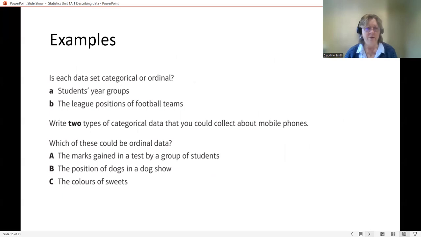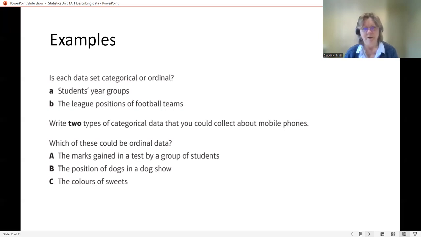So we'll have a look at some examples. Is each data set categorical or ordinal? A, students' year groups, or B, the league positions of football teams? And write 2 types of categorical data that you could collect about mobile phones. Which of these could be ordinal data?